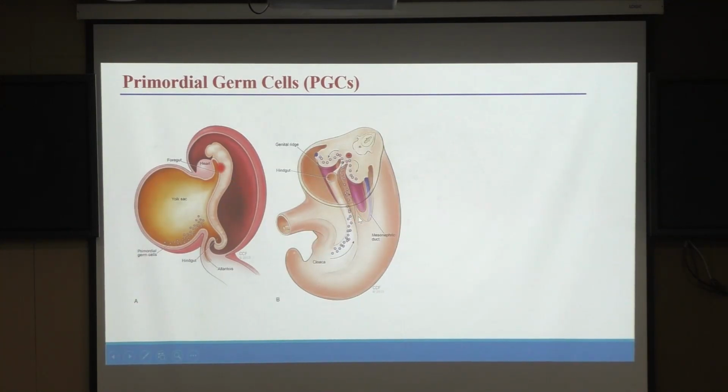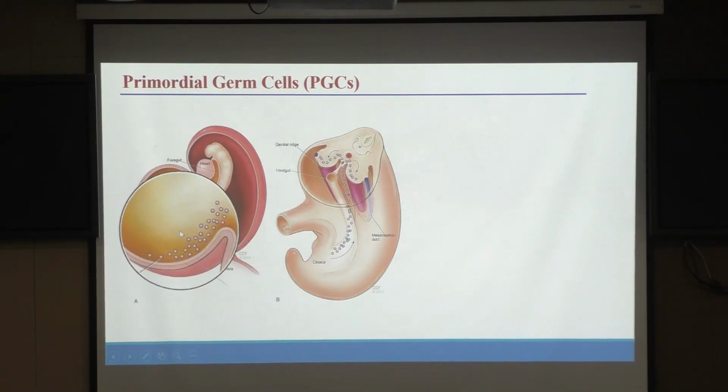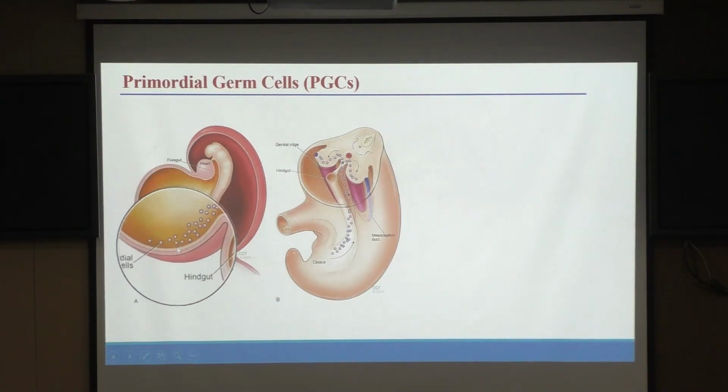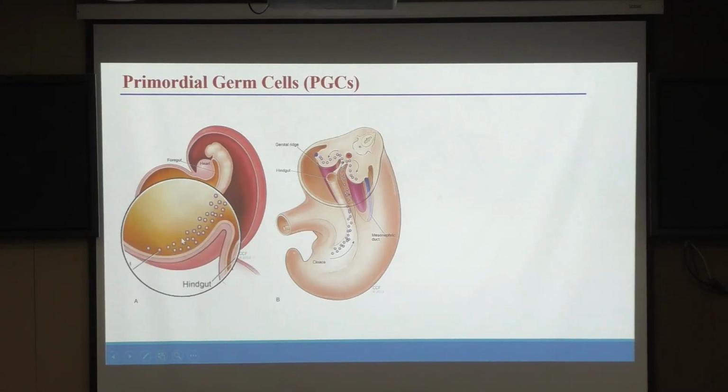Now, this is much later, maybe at the end of the 3rd week. So now the cells are already in the yolk sac. This is the yolk sac here, and these are already folded embryo. You can see these cells, these are the primordial germ cells. They are already in the yolk sac.